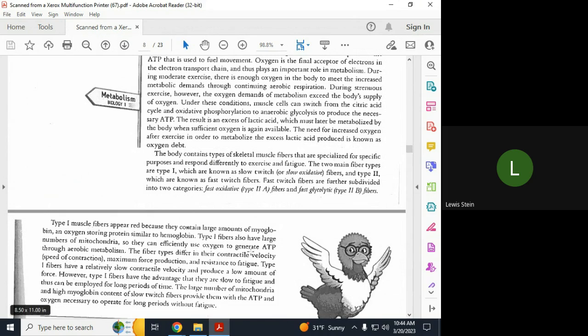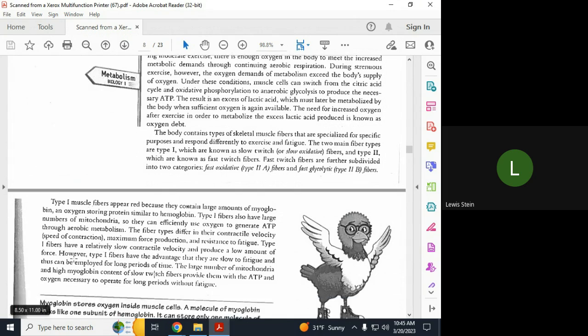So when we begin to see these different kinds of fibers, fiber types differ in their contractile velocity, force, and resistance to fatigue. Type 1s are great for endurance: slow velocity, low amount of force. Type 1 have the advantage that they are slow to fatigue. So we tend to utilize those fibers more for aerobic and sustained activity than anything else.